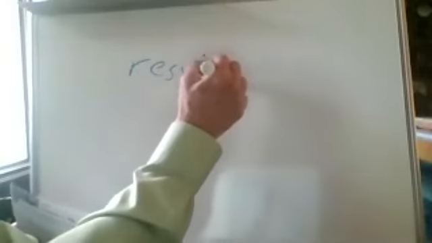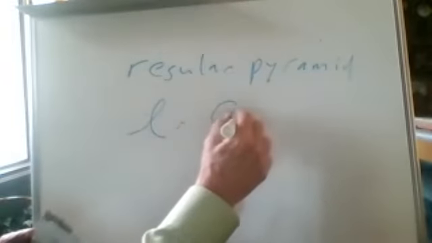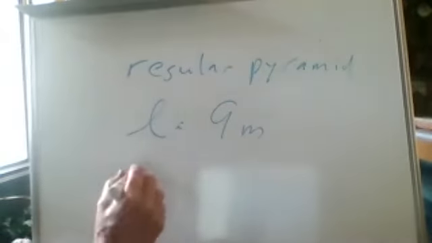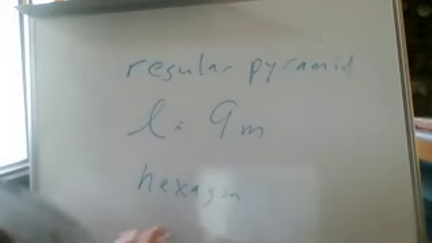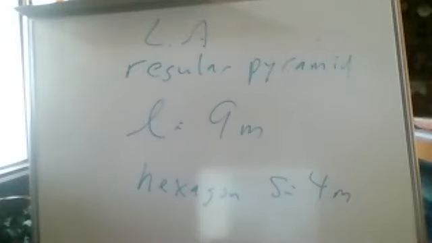We have a regular pyramid, which means the base is shaped like some regular polygon. I have a regular pyramid that has a slant height of 9 meters. And the base is a regular hexagon. So the base is a regular hexagon with sides that measure 4 meters, okay? Find the lateral area. So again, we're just looking for the lateral area. So remember, the key here is if I've given you the sides, I've really given you the perimeter.